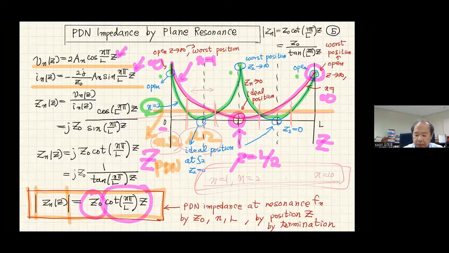The second observation here is that if you want to reduce impedance, we also have to reduce the wave impedance. And you remember that in order to make a small wave impedance, we have to use very thin dielectric material with a high dielectric constant.